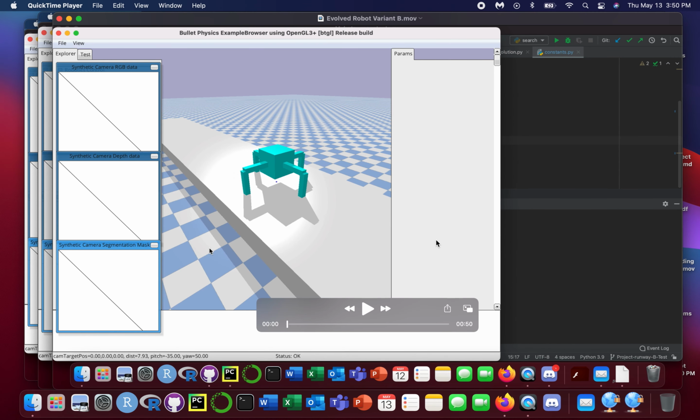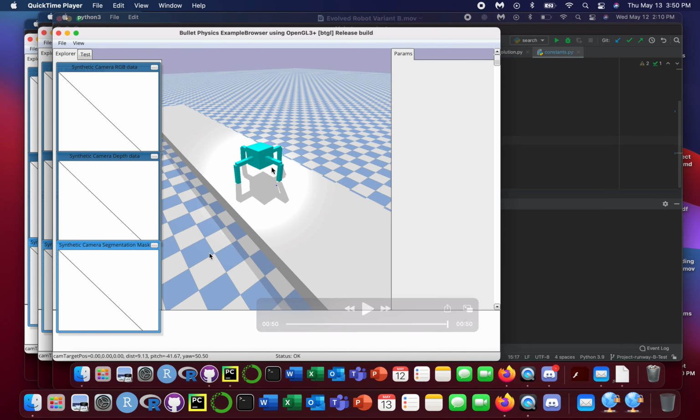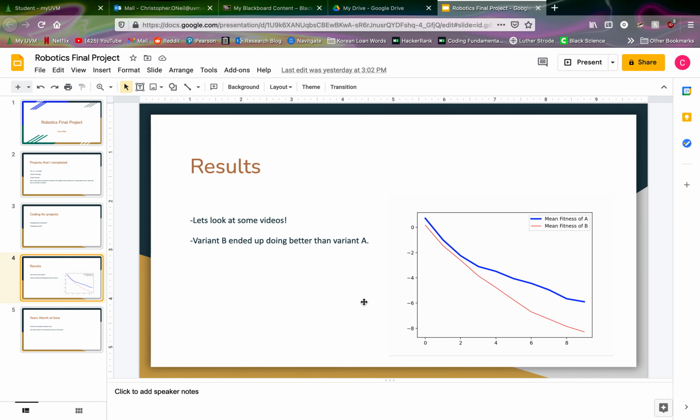Now for variant B with the higher mutation rate, let's follow that back leg to see if it does better than A. Ooh, it's going, and if you look, the back leg is in fact farther along down the runway, meaning the torso has gone farther down the runway as well. So it seems that variant B has done better.